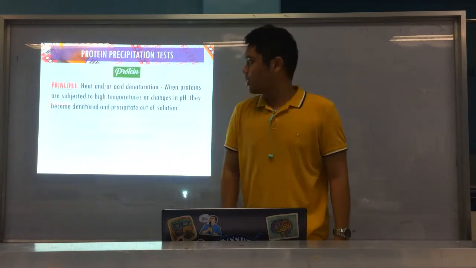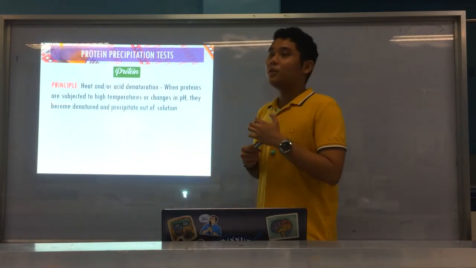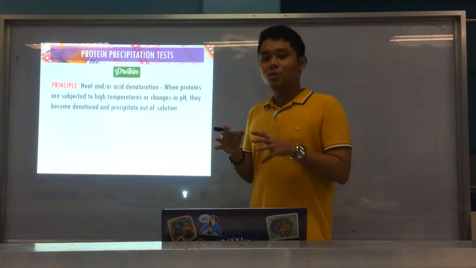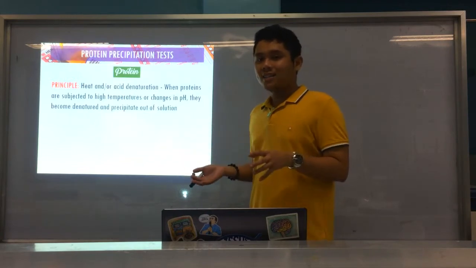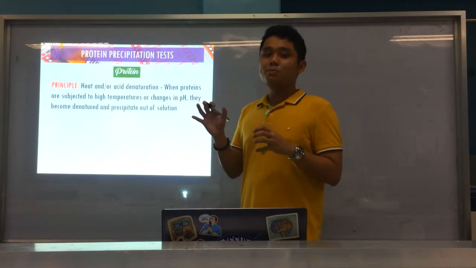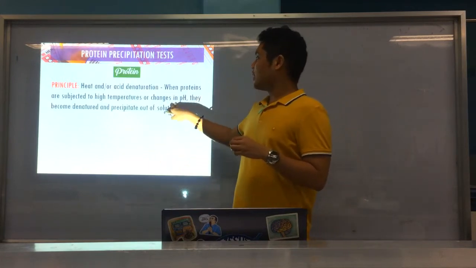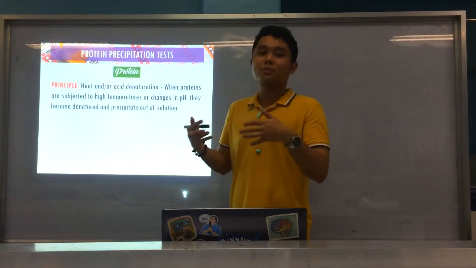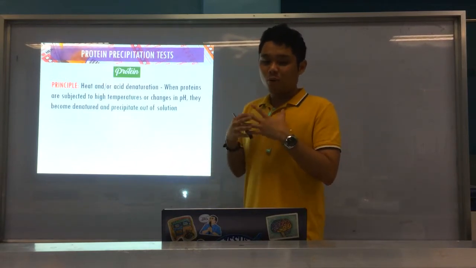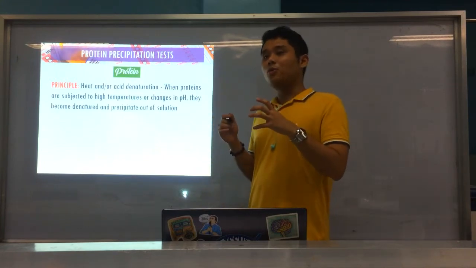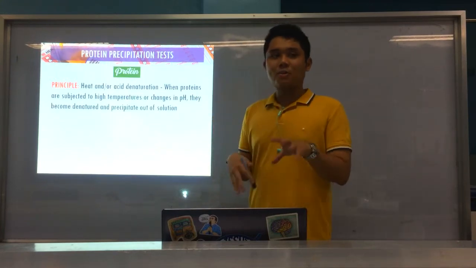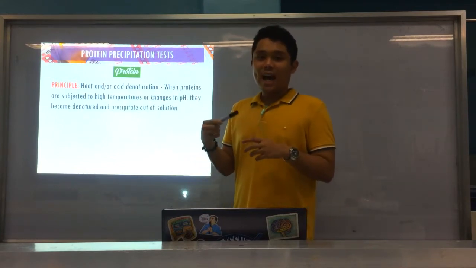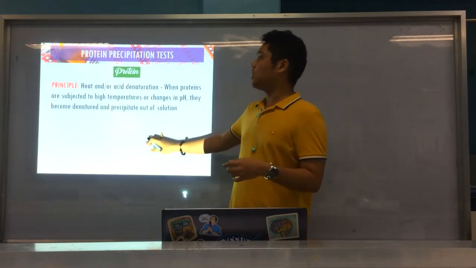Okay. All right. So what's the principle of protein again? It follows the principle of precipitation. Heat and acid denaturation. Because if we subject proteins to denaturation either through heat and acid or a combination of both, these proteins tend to precipitate. They become denatured and they precipitate out of the solution. So the solution becomes turbid because of the presence of proteins. Again, when the proteins are subjected to high temperatures or pH, they tend to be denatured. Hence, after being denatured, they now tend to precipitate out of the solution. Okay, so that is the principle we follow.